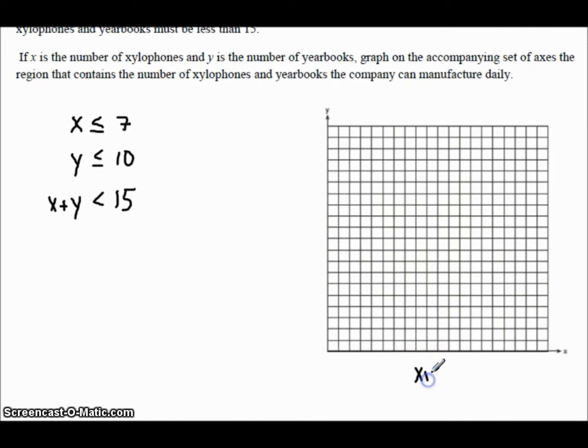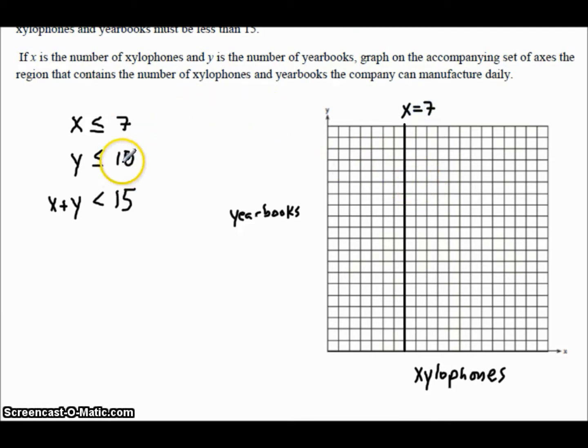So this would be my xylophones, and over here is my yearbooks. Okay, X is less than or equal to 7. That's going to be a solid line, and it's a vertical line because it's X. So I'm just going to count to the right 7: 1, 2, 3, 4, 5, 6, 7, and draw my line. And I'm just going to fill up the whole graph. I'm going to label that X equals 7.